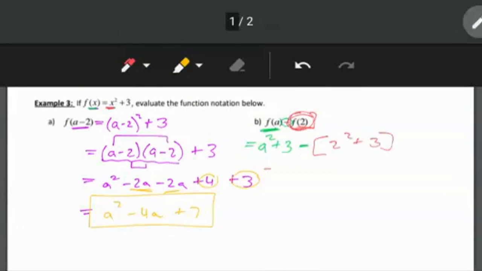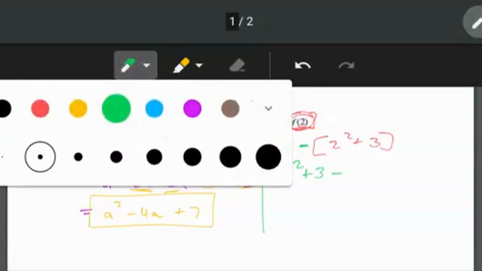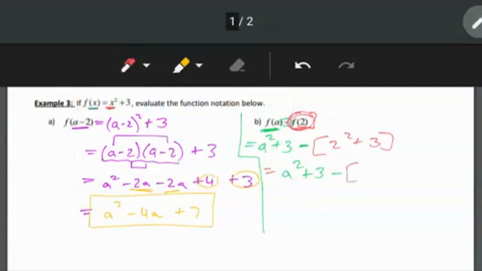All right, and we have to simplify that. You really can't do anything with a squared. So we have a squared plus 3 minus, all right, in these parentheses, we could do some simplifying. 2 squared is 4. 4 plus 3. You guys know 4 plus 3 is 7. So we have a squared plus 3 minus 7.